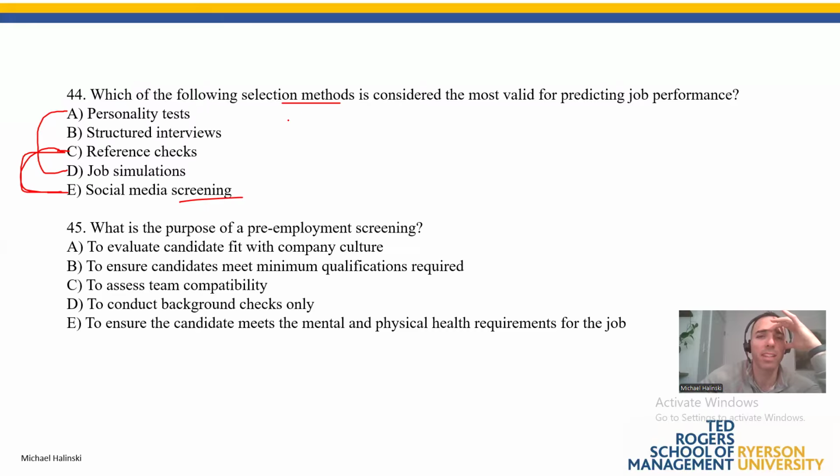So which of the following selection methods is considered the most valid for predicting job performance? If you're trying to predict job performance, let's go through these. Okay, so one, personality test, doesn't really talk about performance. Two is a structured interview. You could, because you ask people about previous performance, previous activities, previous, yes.